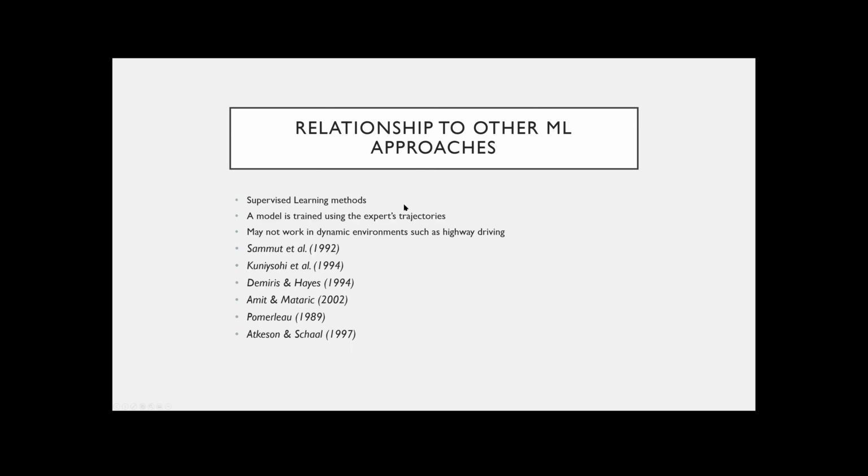There are some relationships to other ML approaches. There was one popular method that came out in the 1990s, where they used supervised learning methods to train a model to follow the expert trajectories, but it did not work in some dynamic environments, such as highway driving, where you have a completely new environment and the model doesn't know what actions it needs to take.